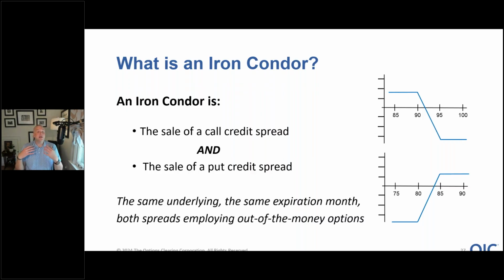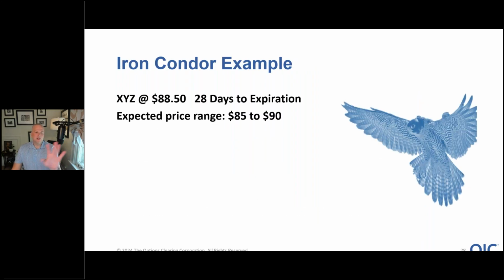It's usually the same underlying, the same expiration month, both spreads are out of the money spreads. Remember, we talked about this stock being an 88 half, it's trading 88 half. So the 90-95 call spread is out of the money, as well as the 80-85 put spread. Let's look at a real world example of this surrounding that same situation that we talked about.